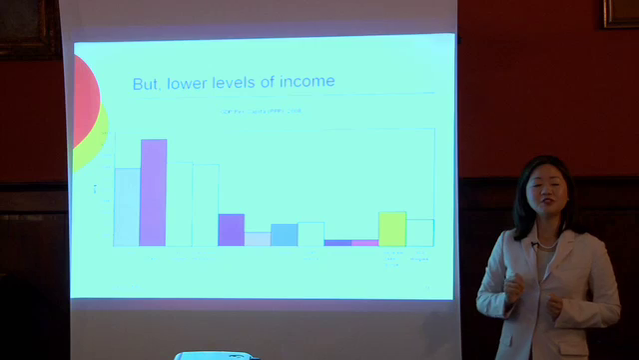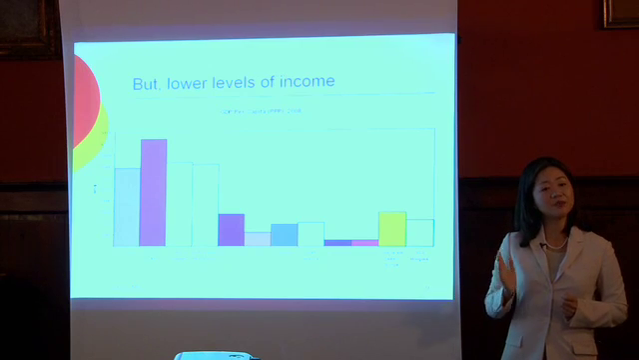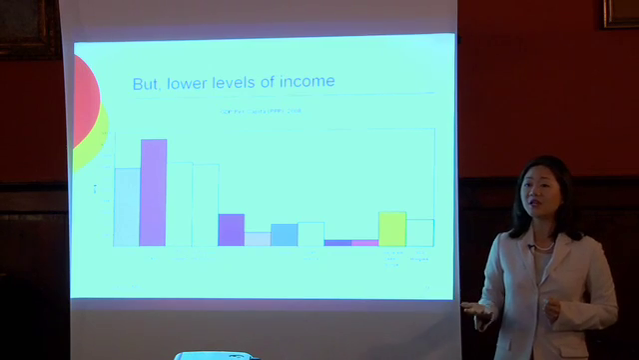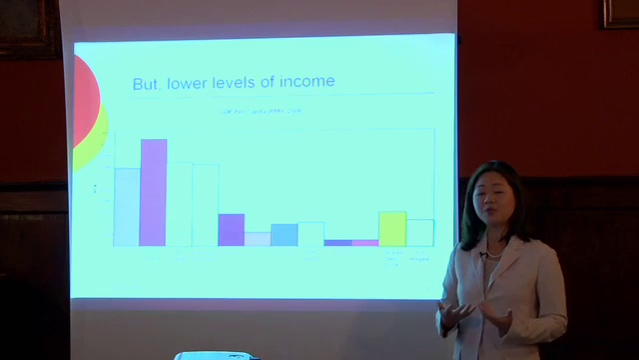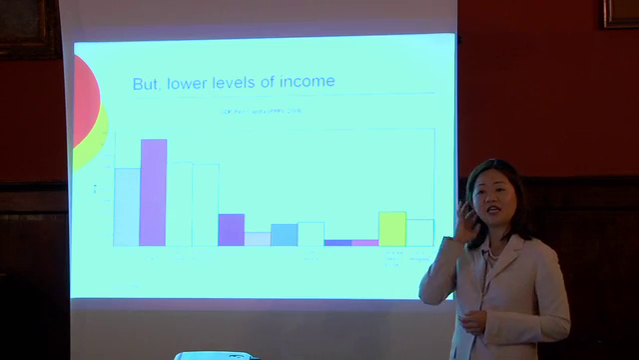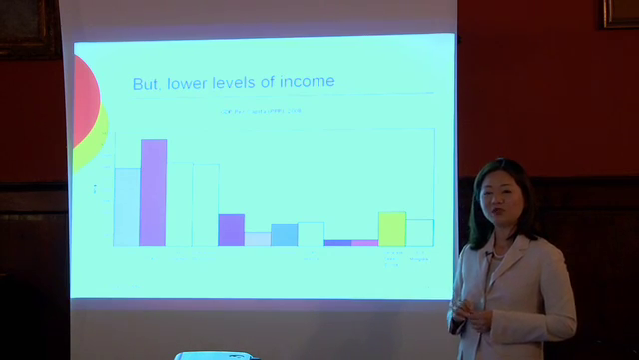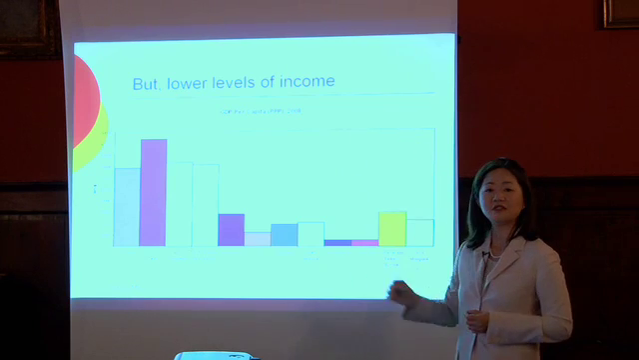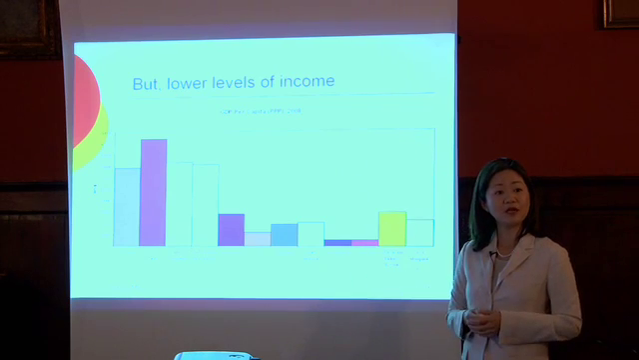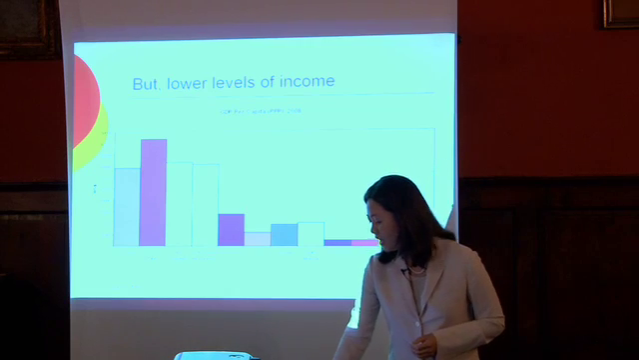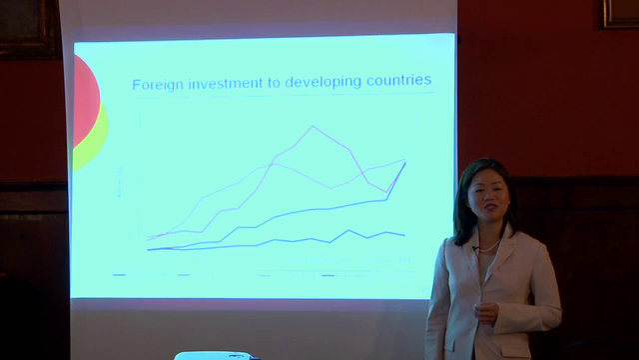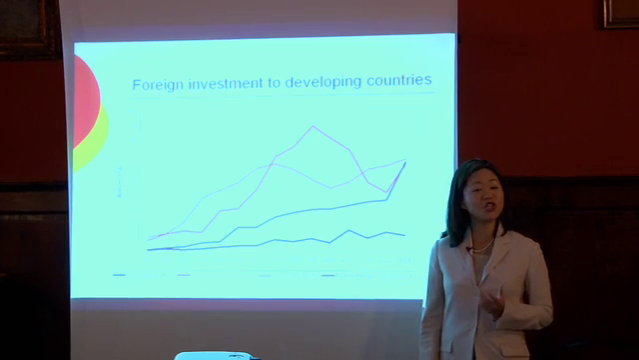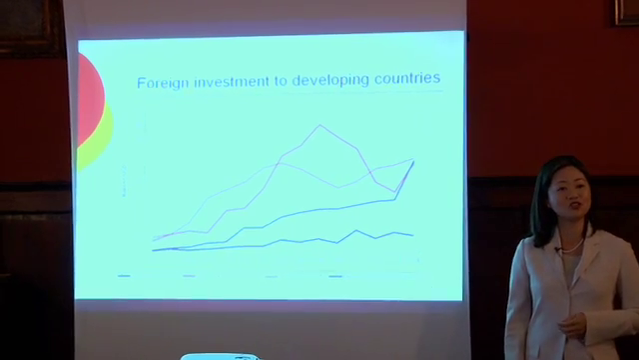So lower levels of income implies a number of things, including lower levels of consumption. Even if they're fast growing, they are poorer. It's hard to see how they would be able to take the place of, say, the US consumer because of the differences in disposable income. The other implication of that is lower incomes mean it's cheaper to produce in these countries.